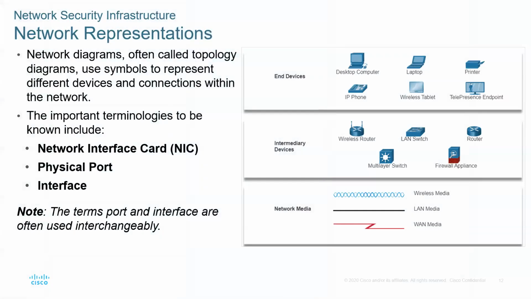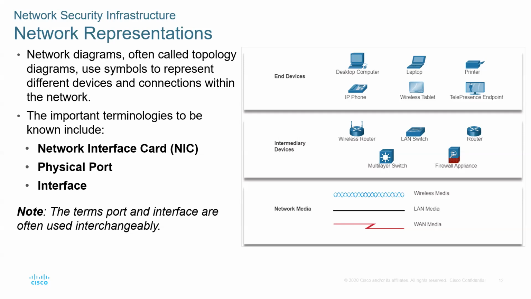So, different topologies. There are different network representations you'll typically see, even with Cisco, but these network diagrams are often called topologies, and they use different symbols to represent different devices and connections throughout the network. In particular, terminology such as network interface card or NIC, a physical port, or an interface. These icons you see on the right-hand side. It's always best to draw up your topology, no matter how small your network is, just to give you a quick visual of what's going on.